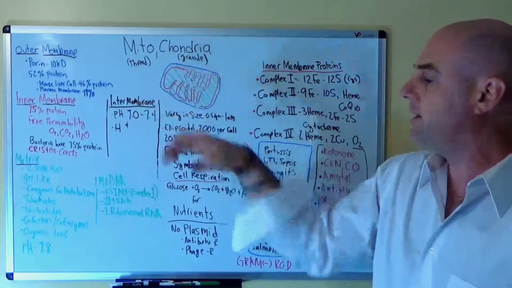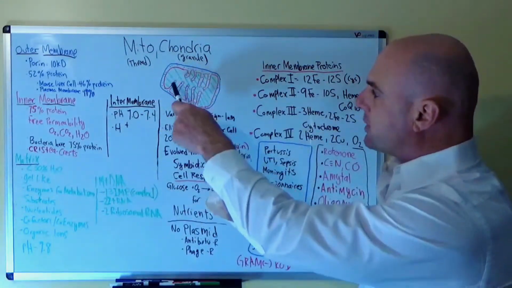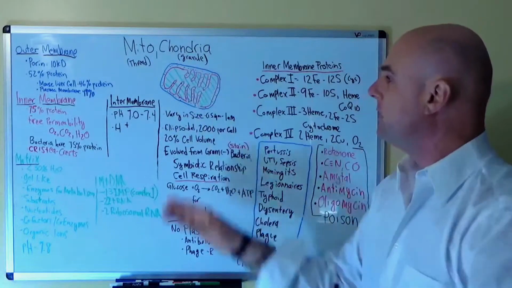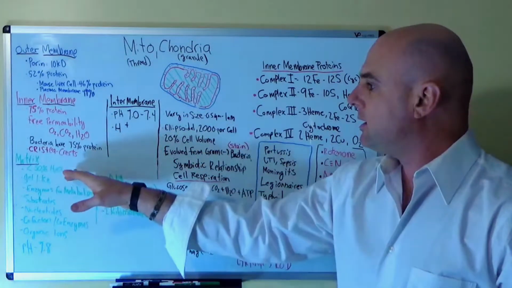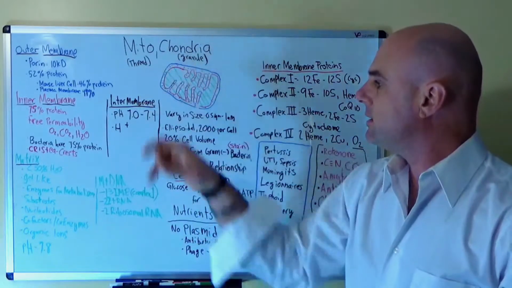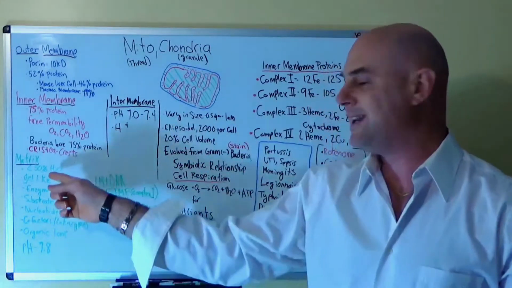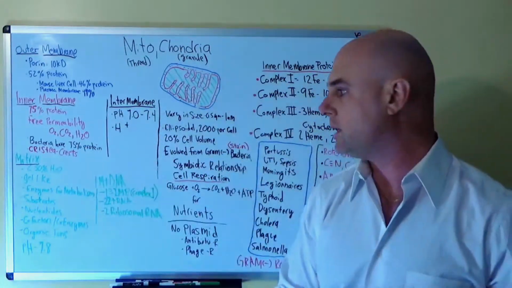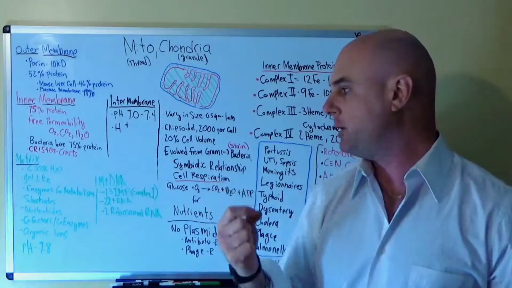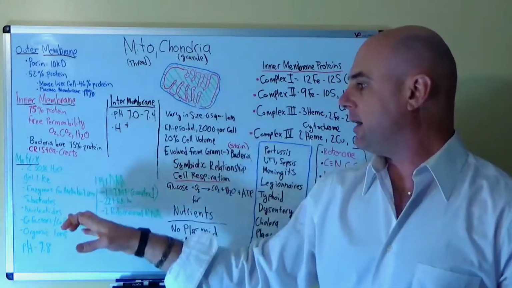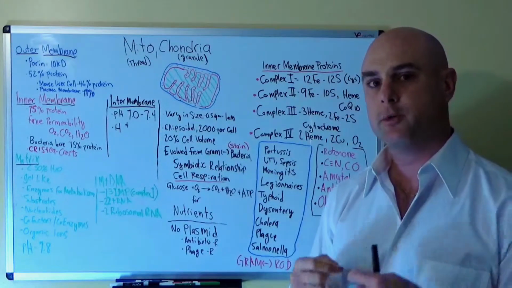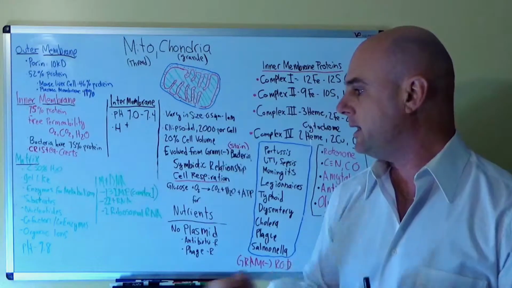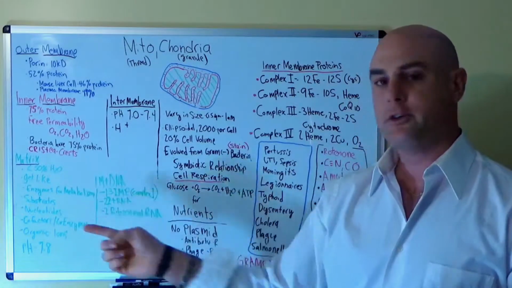So inside the inner membrane here is something called the matrix. And this is the green dashed line here. And that's the inside of the mitochondria. And that is less than 50% water, so it's more of a gel-like fluid. And that's going to house all the enzymes for metabolism, substrates, the nucleotides, which are the monomers for DNA, as well as the cofactors and coenzymes.